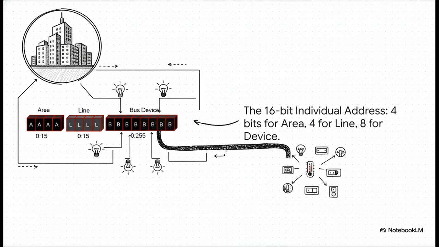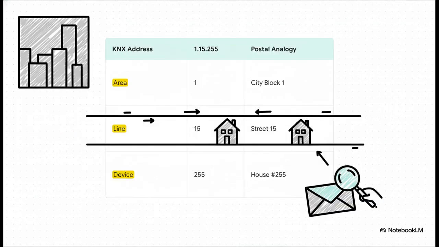The first 4 bits tell you which of the 15 areas it's in. The next 4 bits tell you which of the 15 lines inside that area it's on. And the final 8 bits? That points to the specific device on that line, from 0 to 255. Honestly, the best way to think about it is like a postal address.